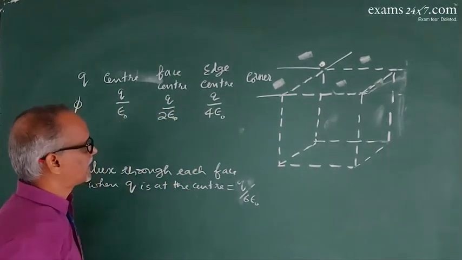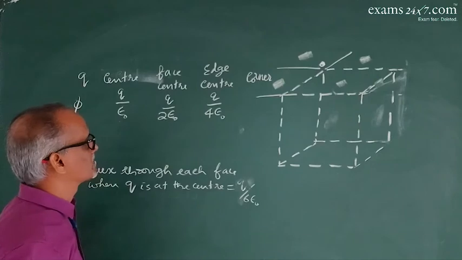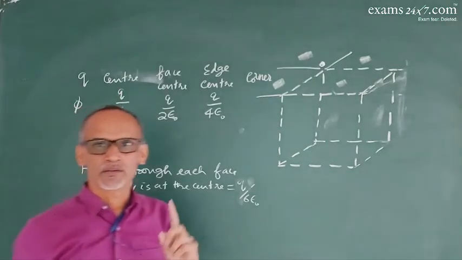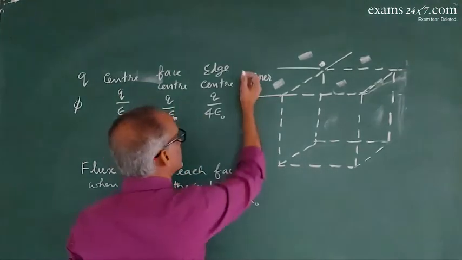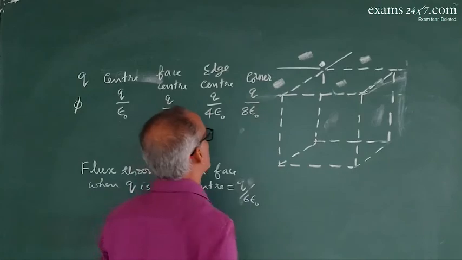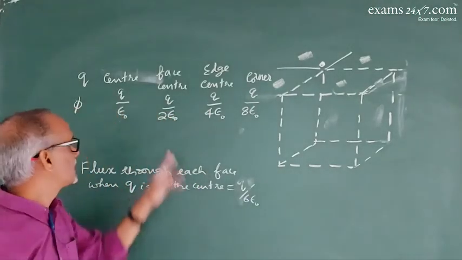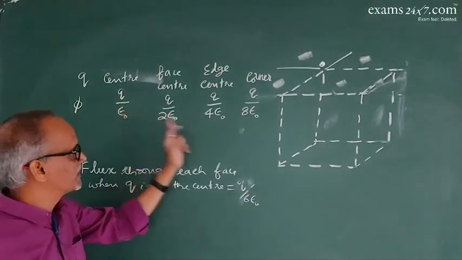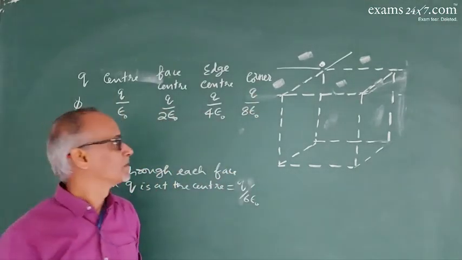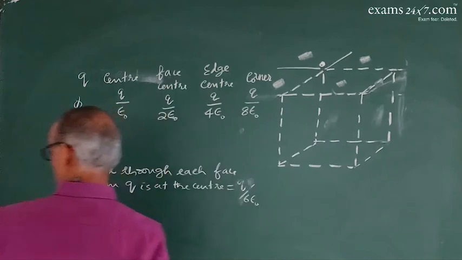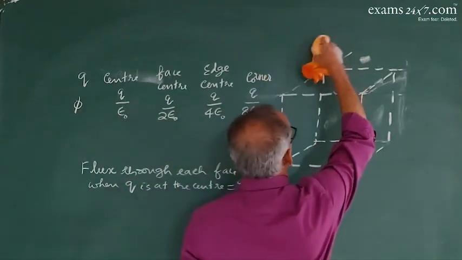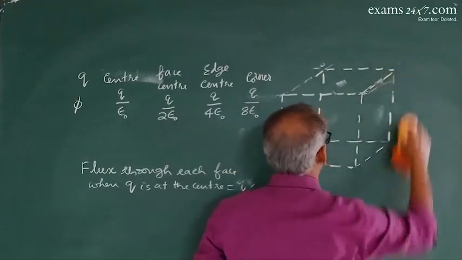So the flux through all the 8 cubes is Q by epsilon naught, and through each it is Q by 8 epsilon naught. Through the 8 it is Q by epsilon naught. Through each it is Q by 8 epsilon naught. So that is how we can find the flux through the cube when the charge is placed at different locations.